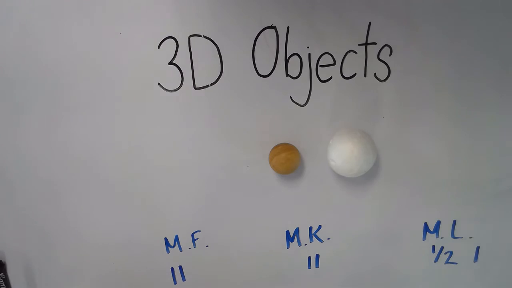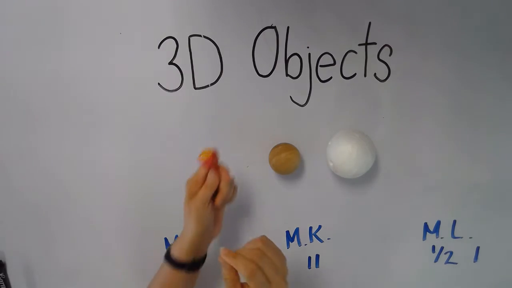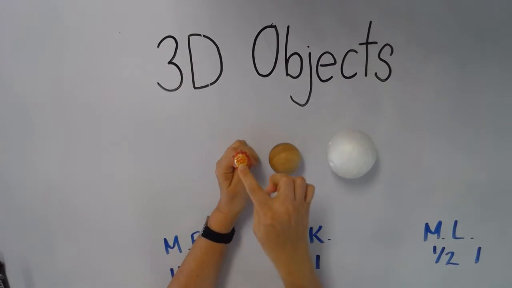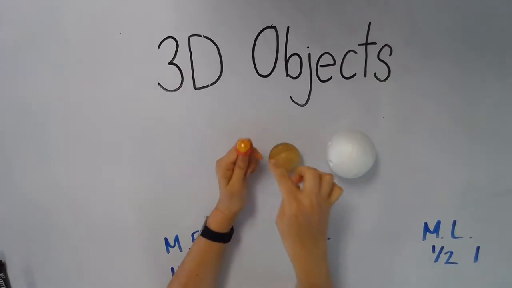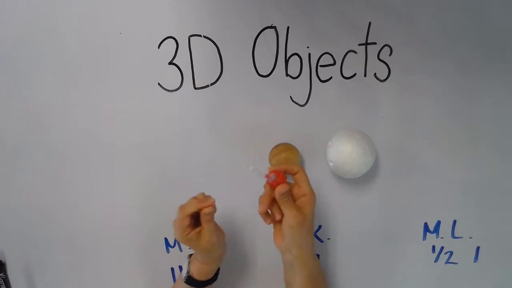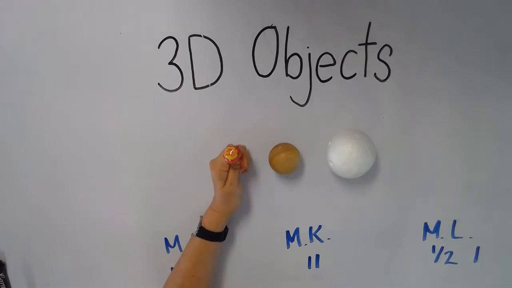Okay, mine is actually a sphere if I broke it, but I'm not going to break it because I might want to eat it later. So mine is actually the lollipop. The lollipop is a sphere on the top, if we don't worry about the stick. So, awesome, Miss Khan. Yeah, I like it.